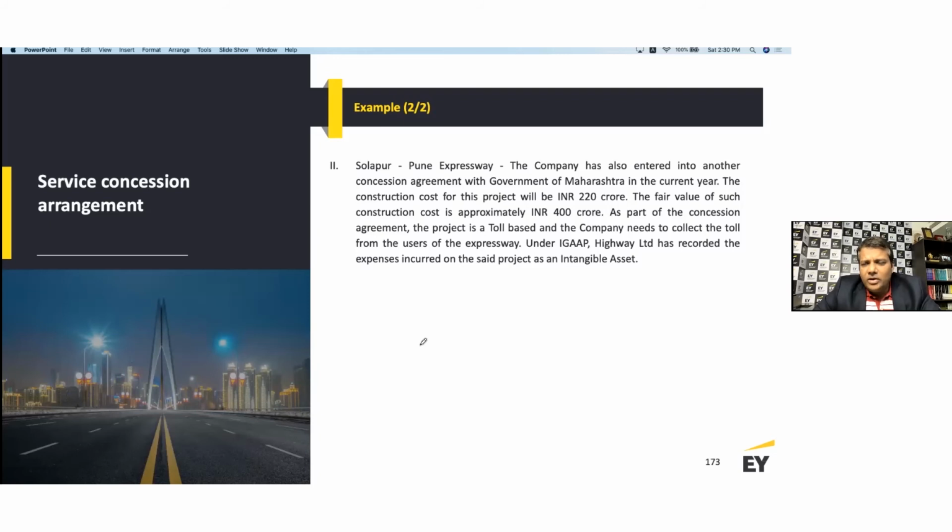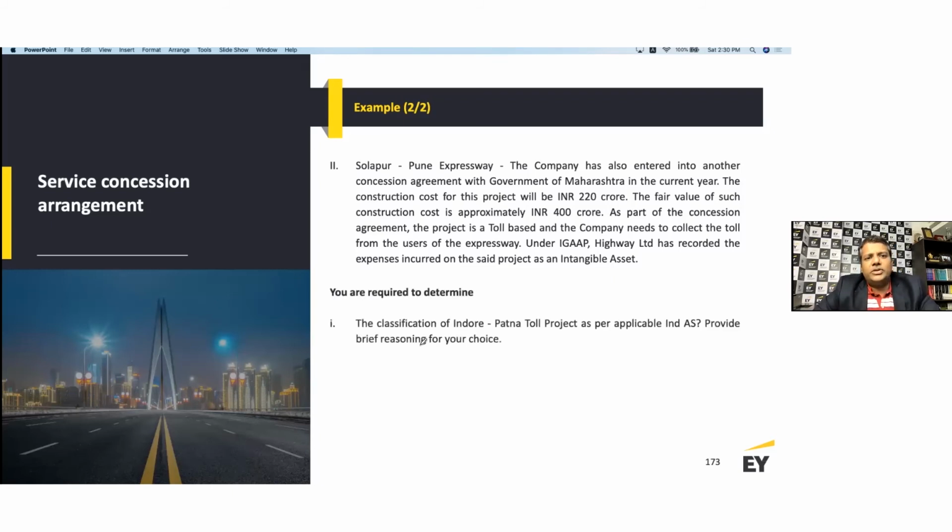The fair value of the construction services is 400 crores. As part of the concession agreement, the project is toll based and the company needs to collect the toll from the users of the expressway. Here the government is not committing anything. Under IGAP, Highway Limited has recorded the expenses incurred on the project as an intangible asset.